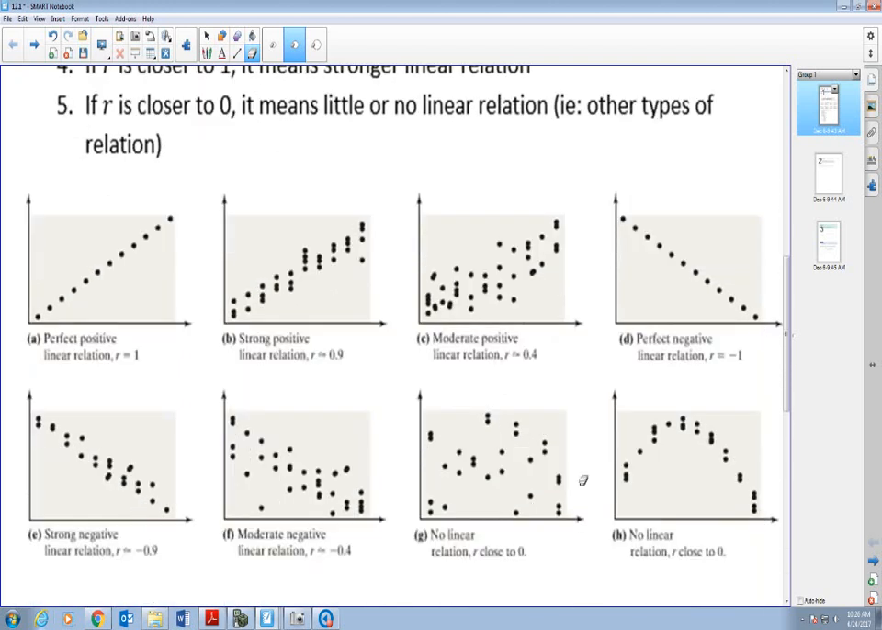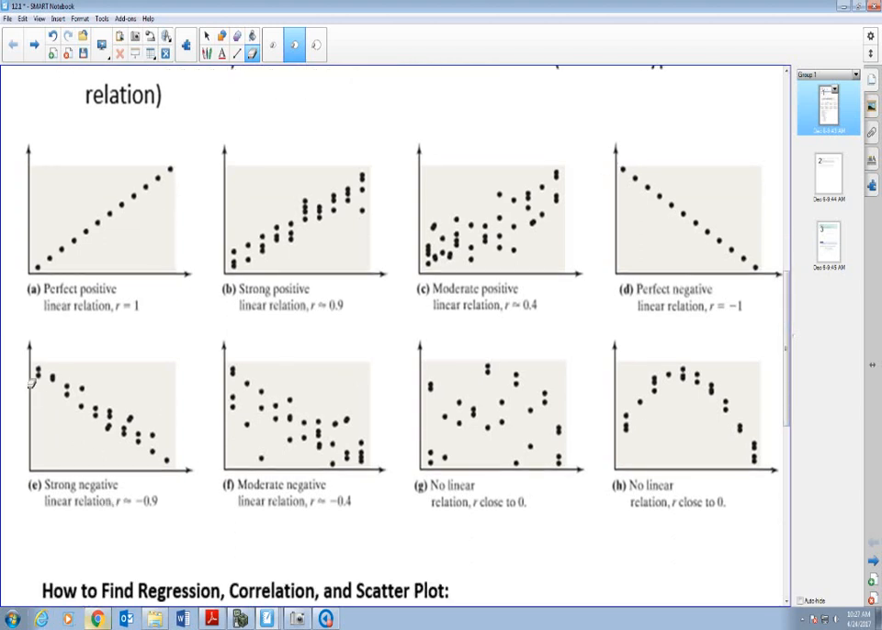On your handout, I have these 8 pictures showing you a positive perfect linear relation where you can draw a straight line that will go through every single point. This is a strong positive linear relation. These data entries look like a straight line. Moderate. This one is a negative perfect linear relationship, because my line is going down the hill. This is a strong negative, this is moderate negative, this is no linear correlation.